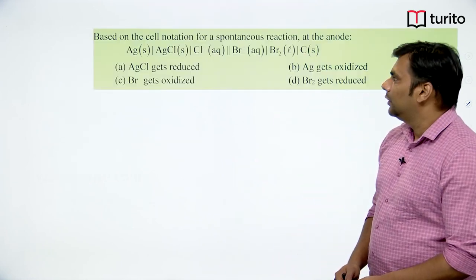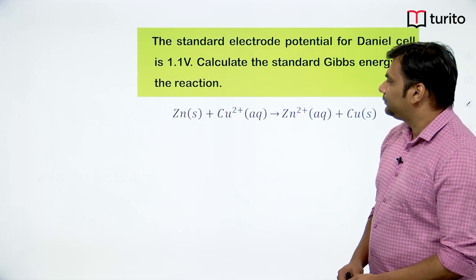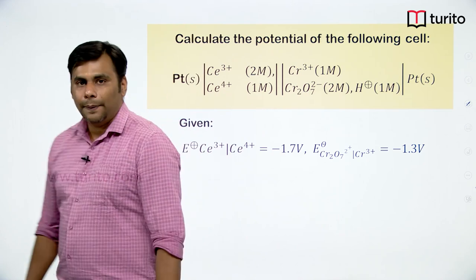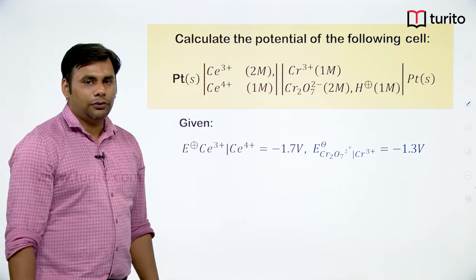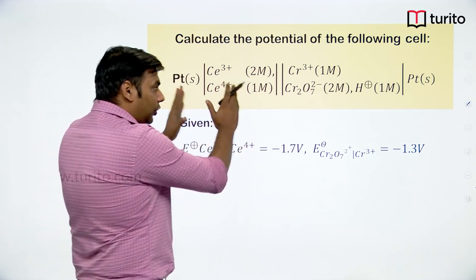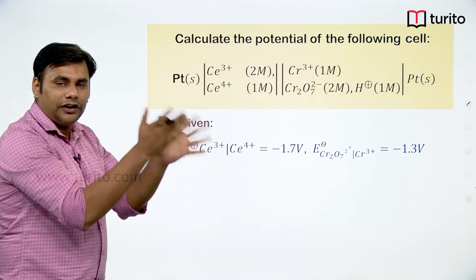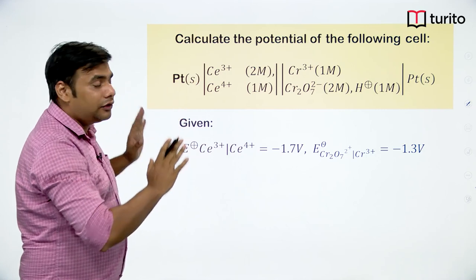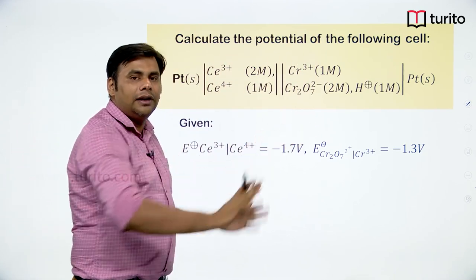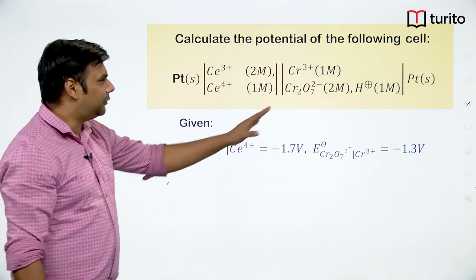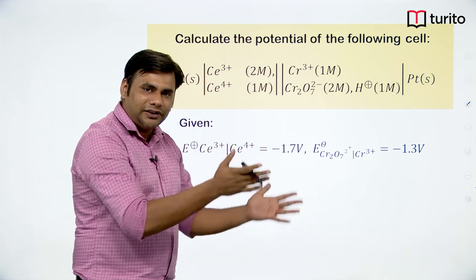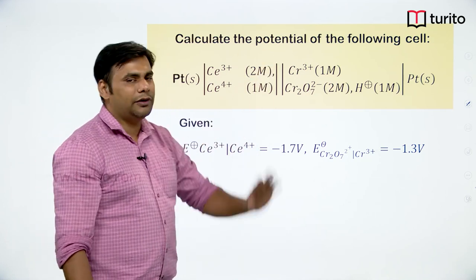So let us solve one question now before we end the session for today. There is a cell that has been given to us. I am just showing you the basic problem, based on what we have done so far. We need to understand how the half cells are present over here, and then we'll solve the question. This is absolutely very easy. If you are clear with all the half cells and the reactions happening in them, then this becomes a cakewalk.